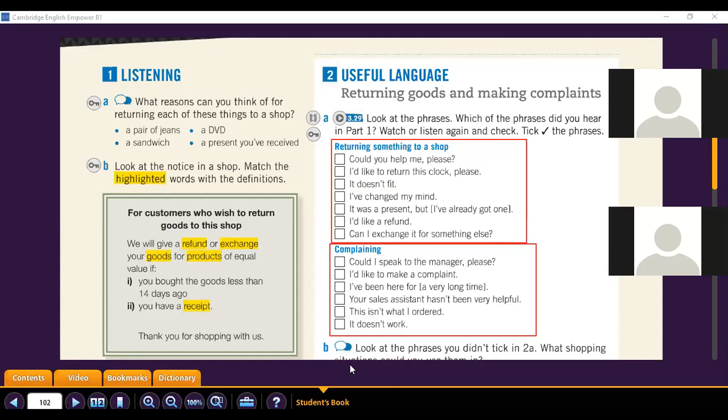So the phrases we have about complaining, the first 3 sentences, can you help me reading, please, Dianita Bonilla?